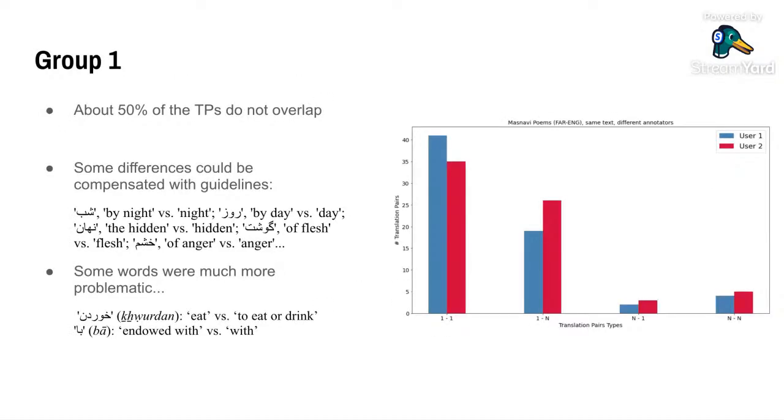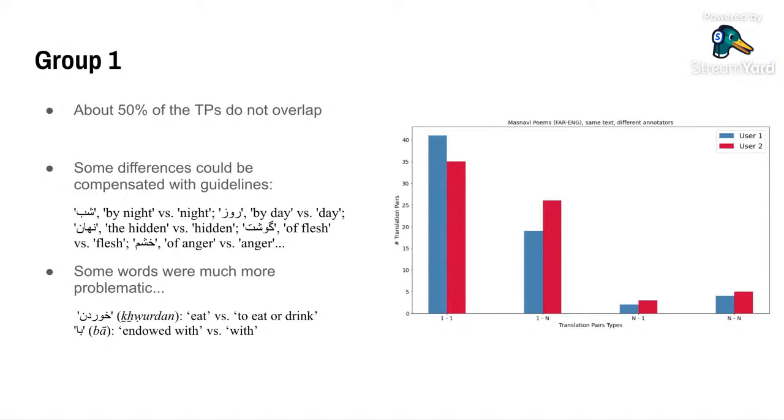What actually surprised us when we examined both of the groups was that despite the fact that their alignment strategy was pretty much similar, or there was nothing outrageously different between the two, when it came to comparing the actual translation pairs, so the actual tokens that they aligned, in group one, only 50% of the translation pairs actually overlapped with each other across the two users, which means that two virtually identical users made very different choices when it came to establishing correspondences of meaning across the tokens in 50% of the cases.